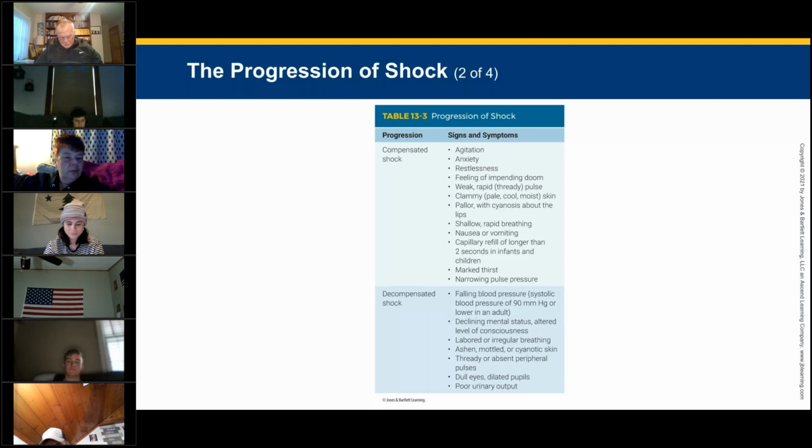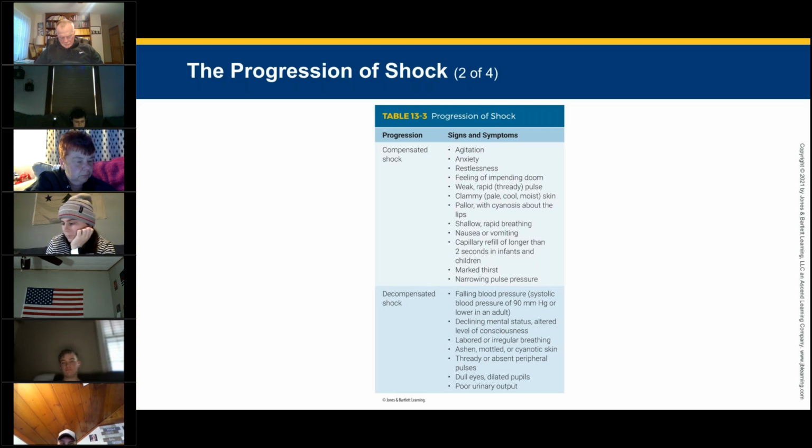Signs and symptoms of compensated shock: agitation, anxiety, restlessness, feeling of impending doom. So that's your patient saying, I'm going to die. I feel like I'm going to die. Weak, rapid, or thready pulse, clammy skin, which is your pale, cool, and moist skin, pallor with cyanosis around the lips, shallow, rapid breathing, nausea or vomiting. Their capillary refill is going to be longer than 2 seconds, especially for infants and children. They're going to be very thirsty, and you're going to see that narrowing pulse pressure, or the top and bottom numbers on your blood pressure coming closer together.